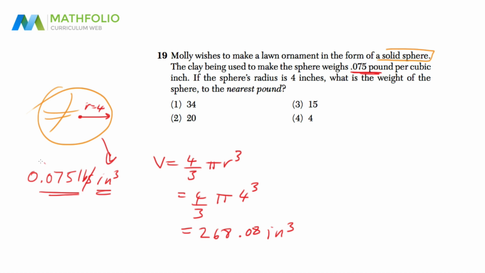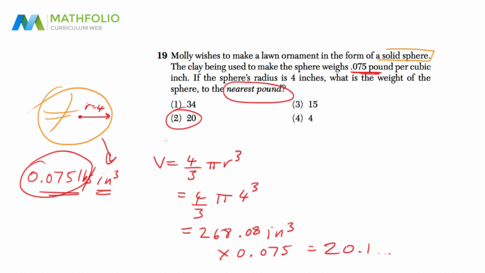Now we know it weighs this much per inch cubed. So what I'm going to do is times it by 0.075. That should give us our answer for how many pounds. Times by 0.075. And that's 20.1 and change. 20.1 and a little change afterwards, 0.6. So anyways, to the nearest pound, that would have to be 20.